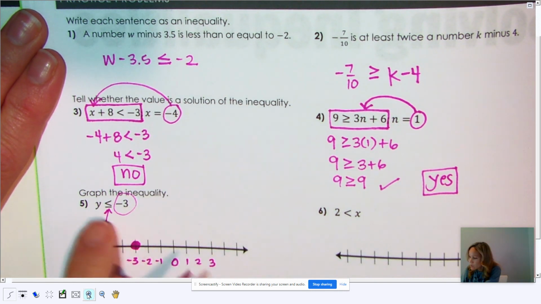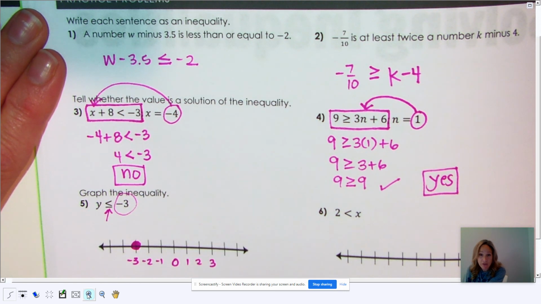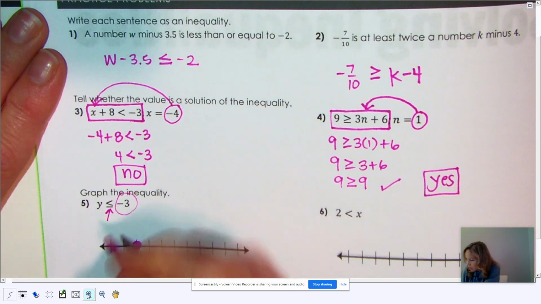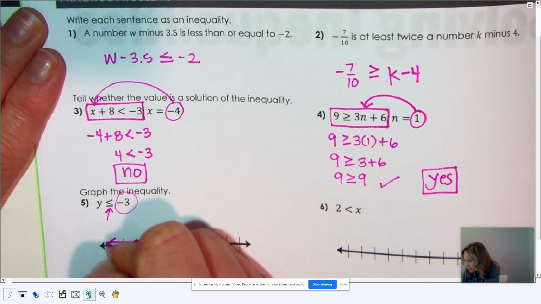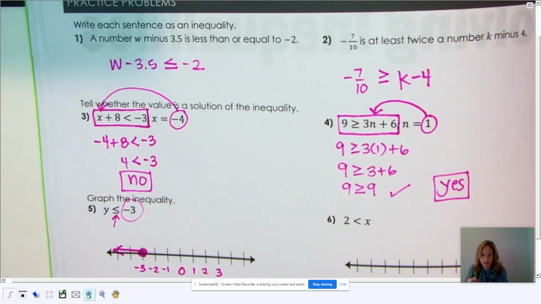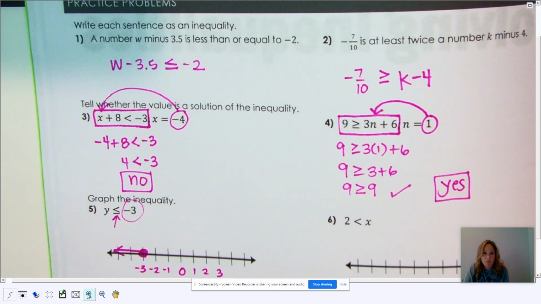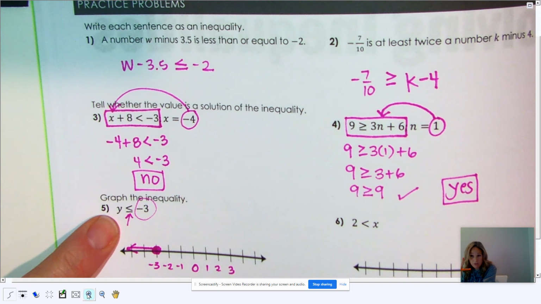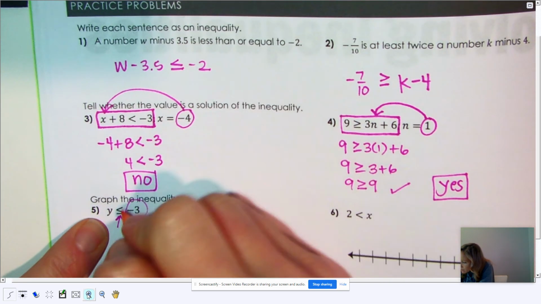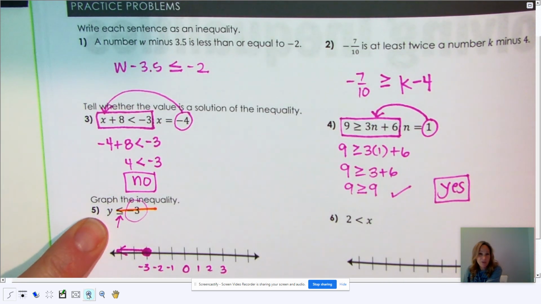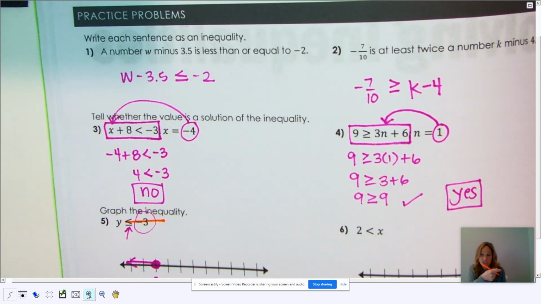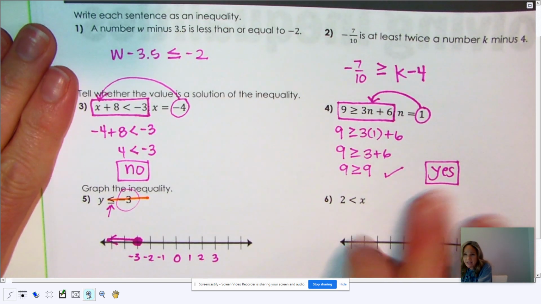And then this is y is less than -3. So you need to think, what are all the values that are smaller than -3? Well, they would be to the left. Okay, and I'm about to show you a secret shortcut here. Maybe you already know this. But as long as the letter is first, we can take this and make it into an arrow, and that tells us the direction to go. Super fun, right? Okay, question number 6.